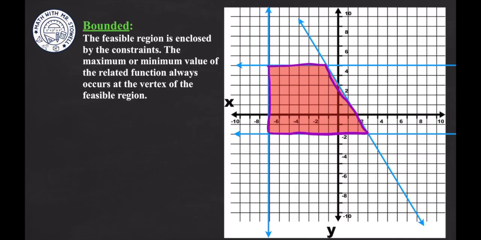Also, something else you need to know is that where these vertices intersect, these are the points that we want to check to find our maximum and minimum value. We know that a maximum or minimum value of a related function always occurs at one of these vertices.